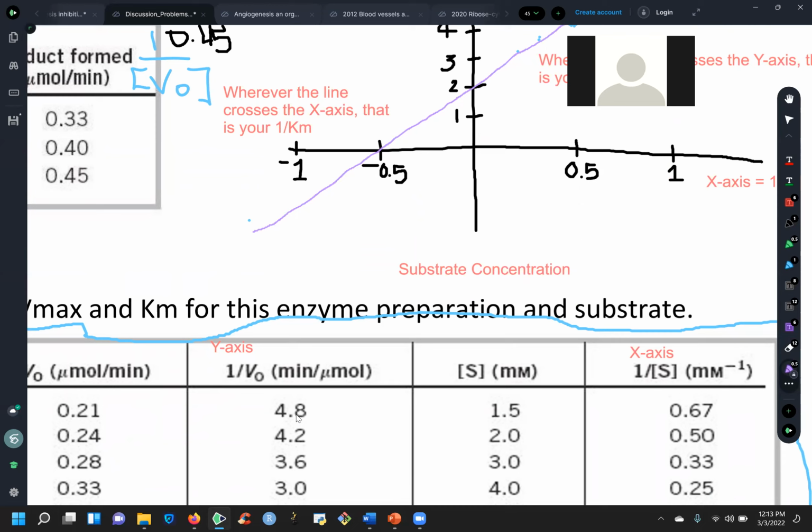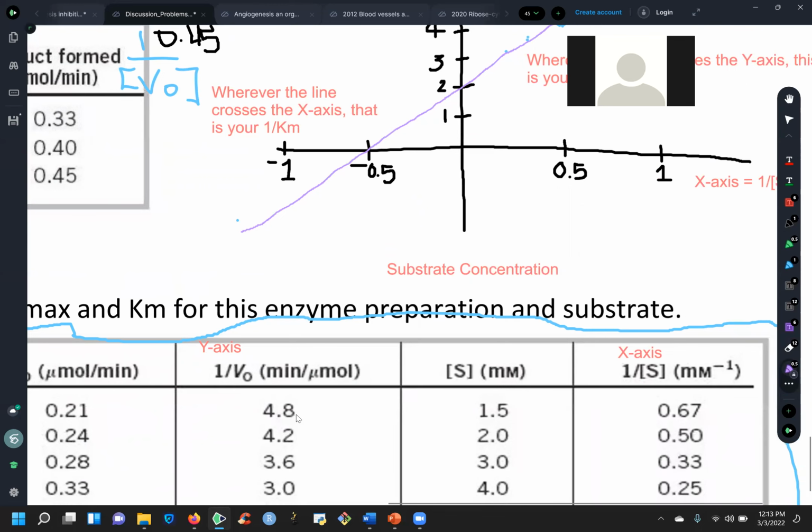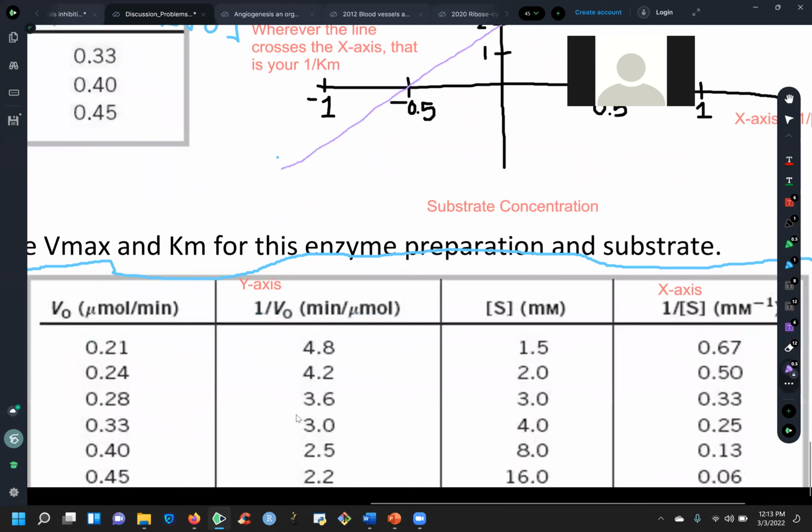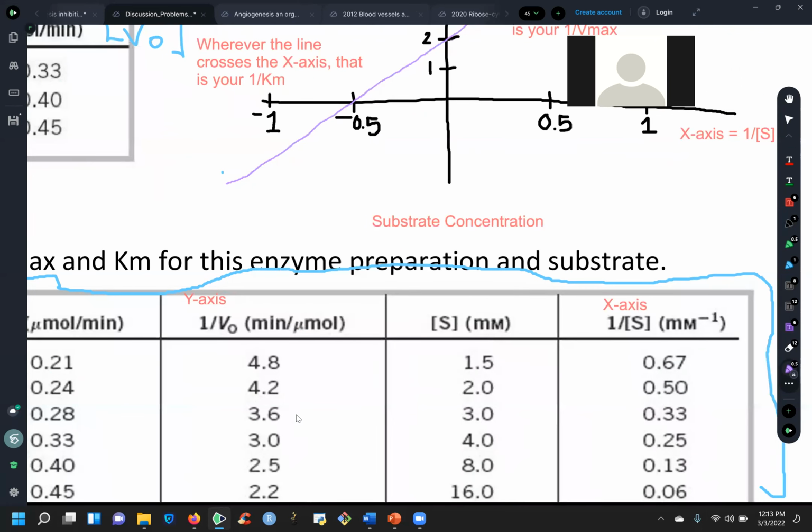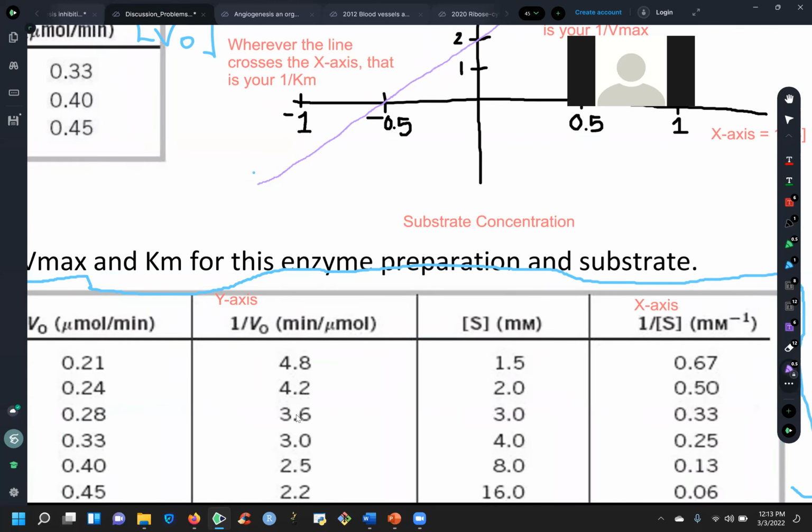Okay, and then the next one is 0.5 and then 4.2. So 0.5 and then 4.2 right here. And then the next one is 0.3 and then 3. So 0.3 and then 3. Okay, so this is just going to be a straight line. Mine's not straight, but that's going to be a straight line.